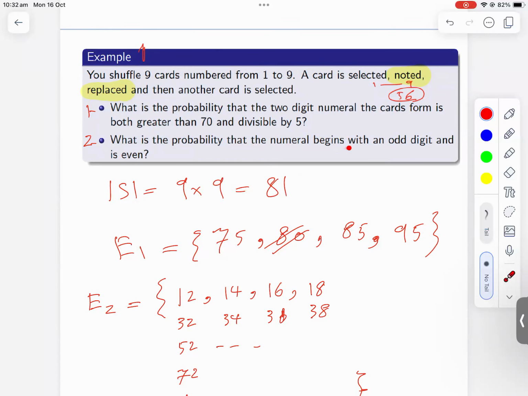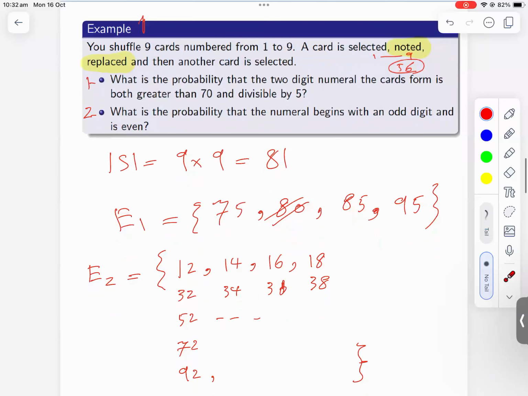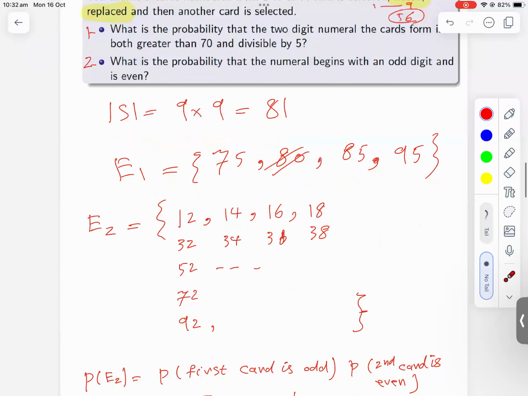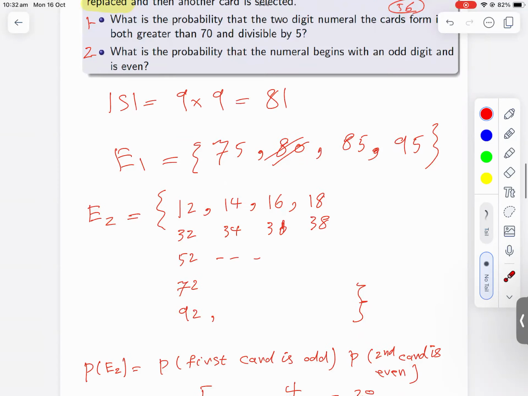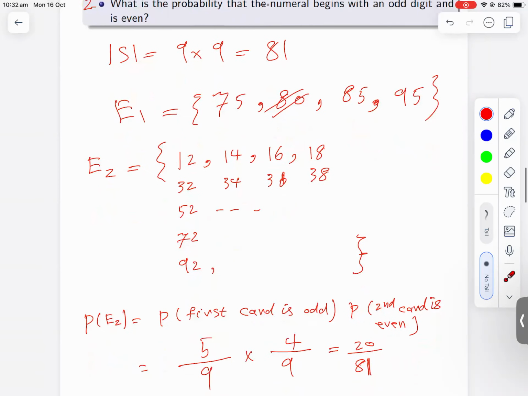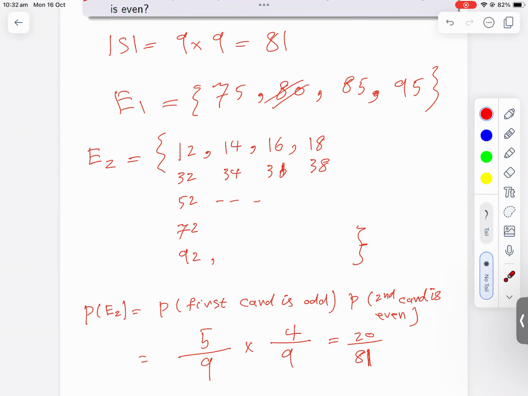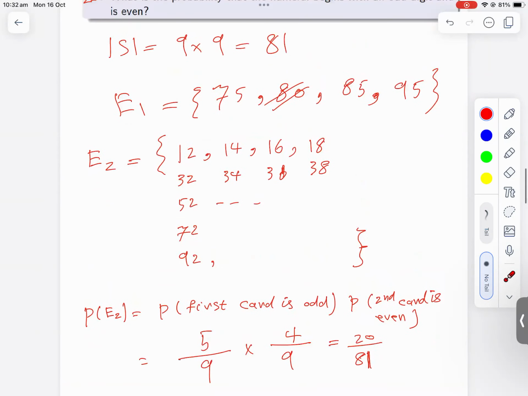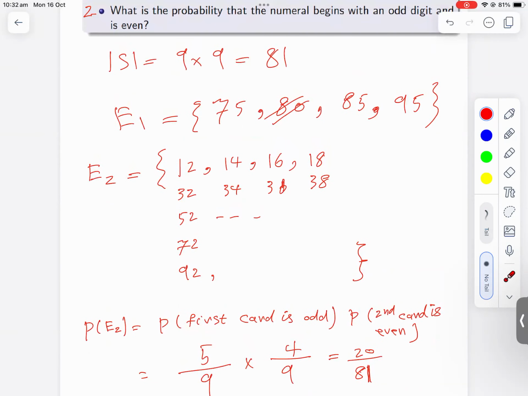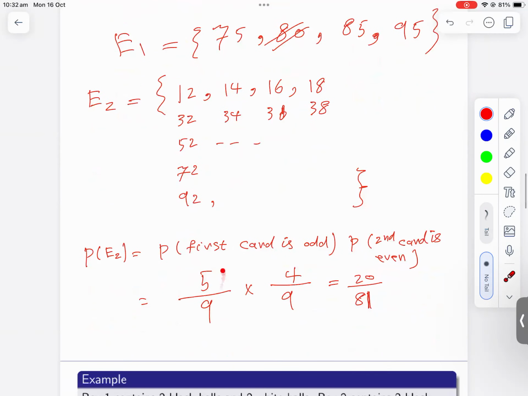What is the probability that the numeral begins with an odd digit and is even? So odd digits are 1, 3, 5, and the rest are even ones. You can do it this way and count all of that, but this will be 4 and 5 rows, so it will be 4 times 5. But we can do other things. The first card is odd, so the probability is 5/9.